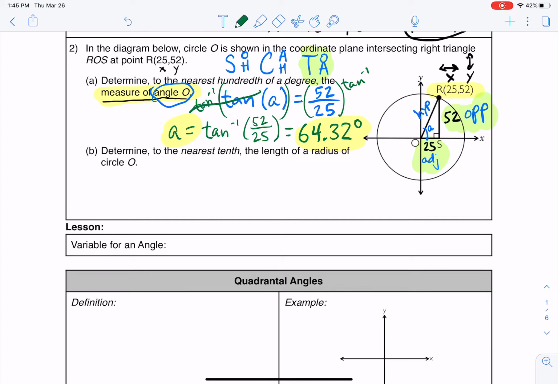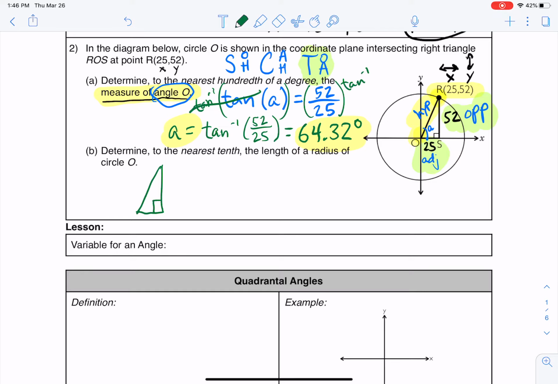All right, so for part B, we're asked to determine to the nearest tenth the length of a radius of circle O. So this is very related to one of the problems we did in the last lesson. The radius of this circle extends from the center of the circle all the way to point R. So it's the same as our hypotenuse. So let's draw out that triangle to get a sense of what we would do to solve this question.